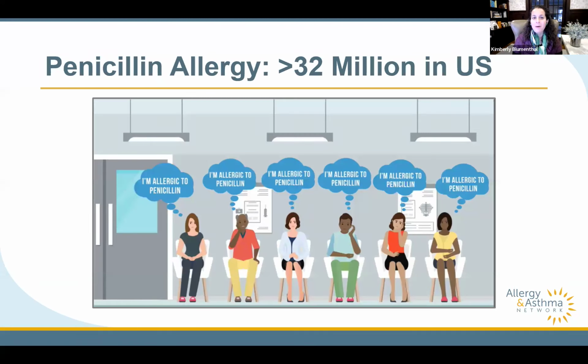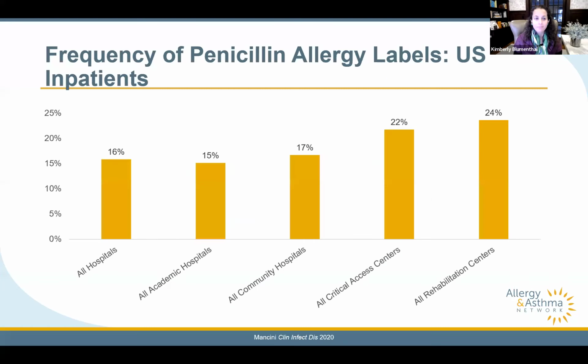All right, so about 10% of the population reports an allergy to penicillin. This means about 32 million US adults. So it's maybe not as common as it is in my waiting room. This is probably what my waiting room looks like, but at least 1 in 10 of patients in all waiting rooms around the country have a penicillin allergy label.